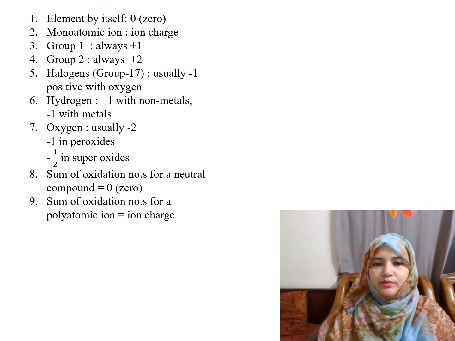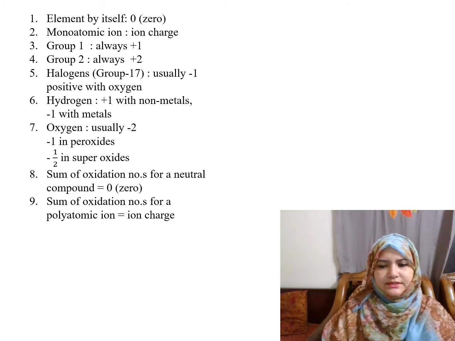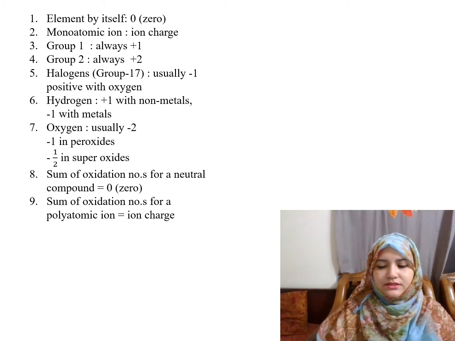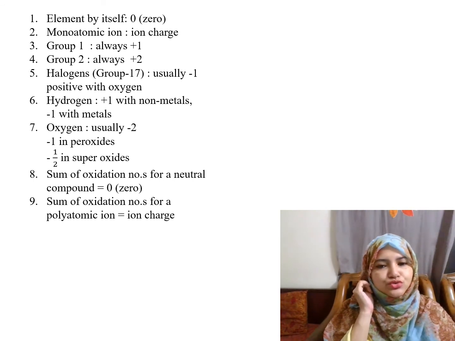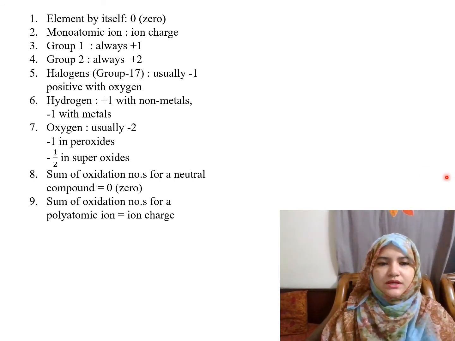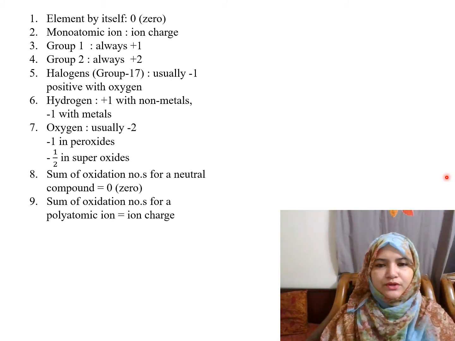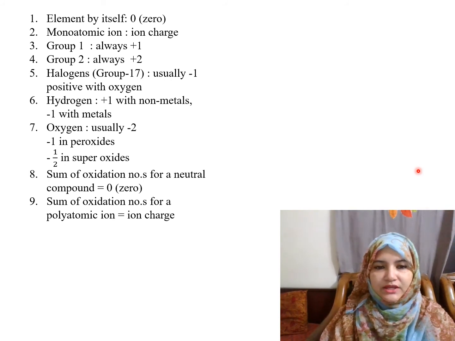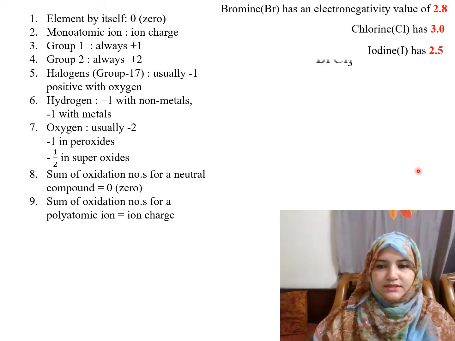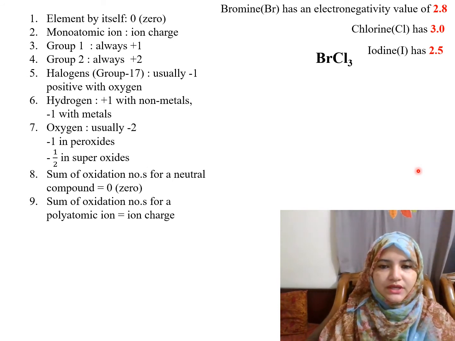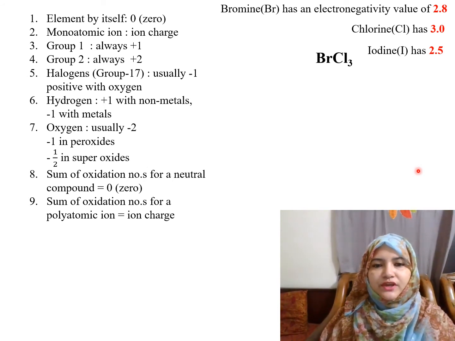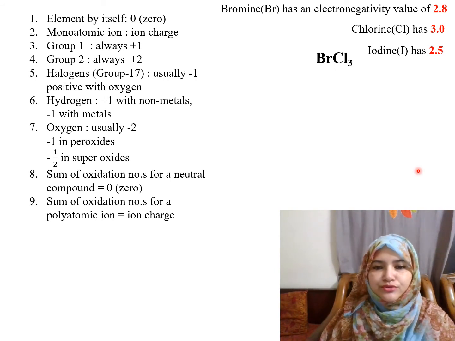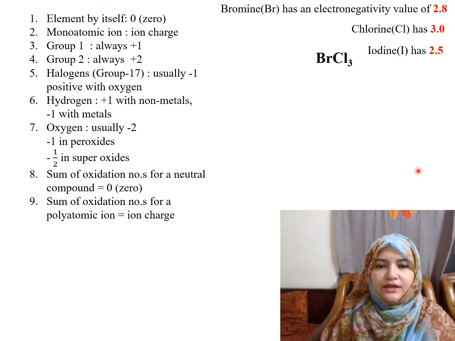Now our next problem. I have two more examples for you. These two examples can make you confused. One is bromine trichloride, and another is iodine pentabromide. This is bromine trichloride, and we have to find out the oxidation state of every element in it.